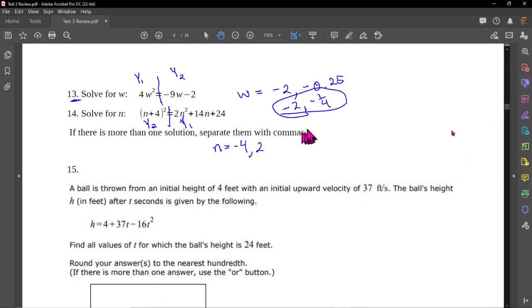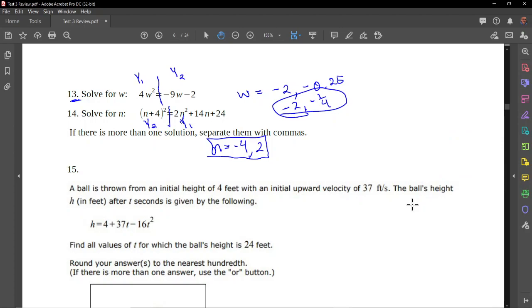If there's more than one solution, separate them with commas. Boom, done. Okay, you could also do all this algebra, boil this out, bring them over to the other side, get it equal to 0, factor it, and then solve for each of these. You'd see those, but this is the graphical way to solve.